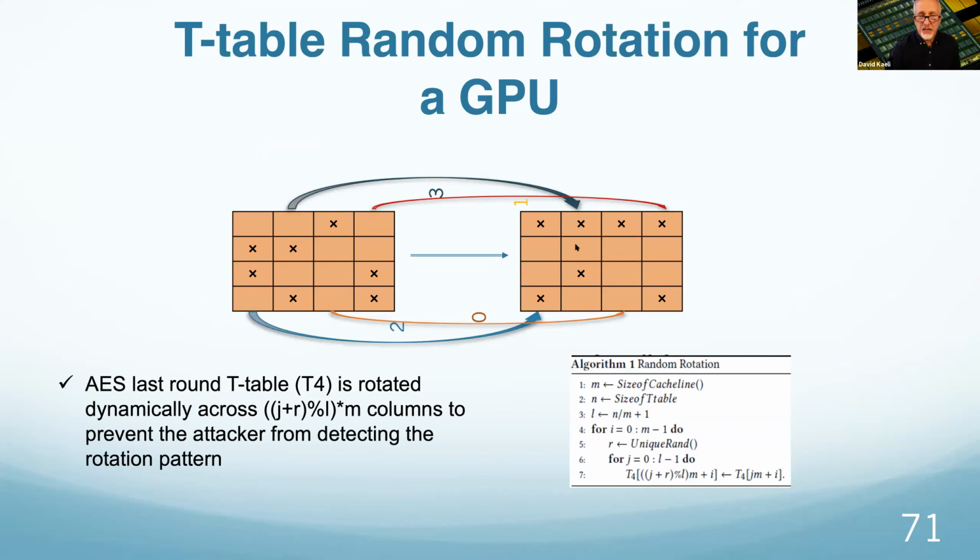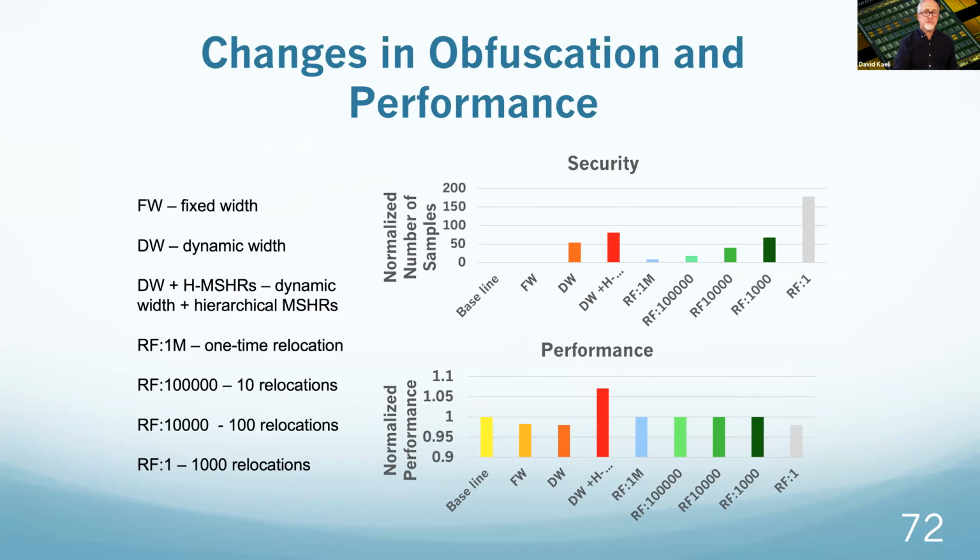We have also looked at a technique where we rotate the T-table. You rotate entries over time to prevent the attacker from detecting a rotation pattern, and you can always decrypt and encrypt accurately based on the rotation. We have developed a T-table rotation in memory, so think of it as a hash. We evaluate these in our simulation infrastructure, comparing security and performance. We'd like to improve performance, where greater than 1 is a good thing.